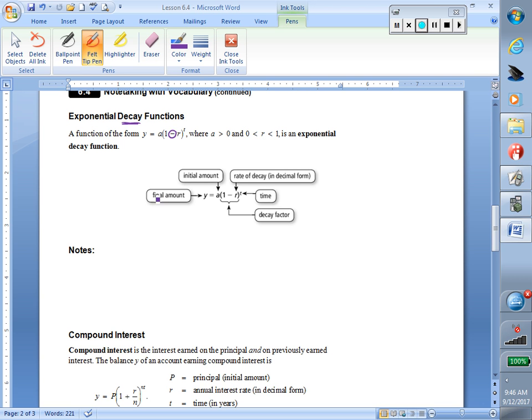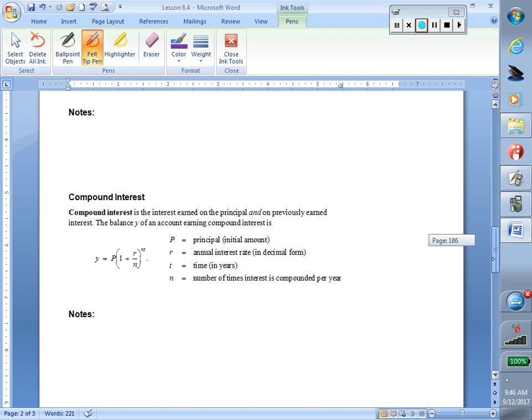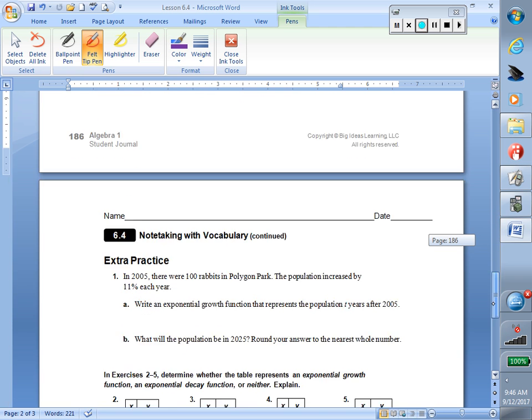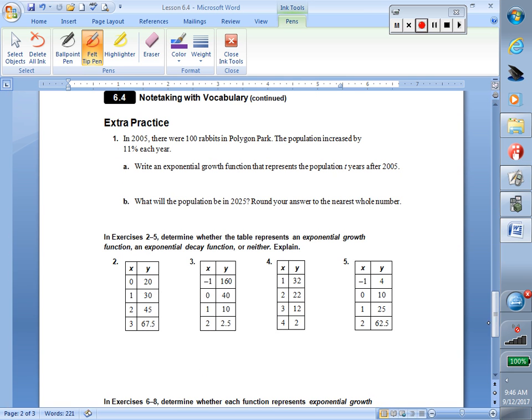All the other pieces are the exact same. So if you look at all of our pieces labeled down below, y is still our final amount or our ending amount. A is still our starting or our initial amount. R is still our rate in decimal form. T is still our time. So let's go back to that example 1 on page 187 and let's put those functions into practice. So in 2005, there were 100 rabbits in Polygon Park. The population increased by 11% each year.